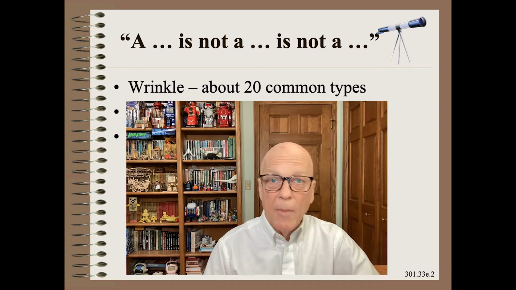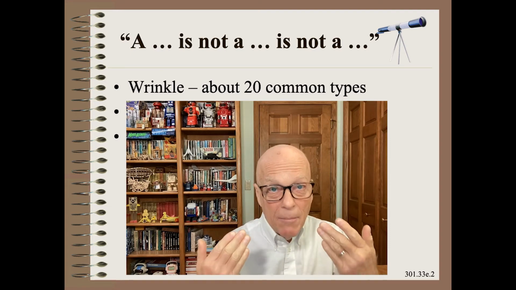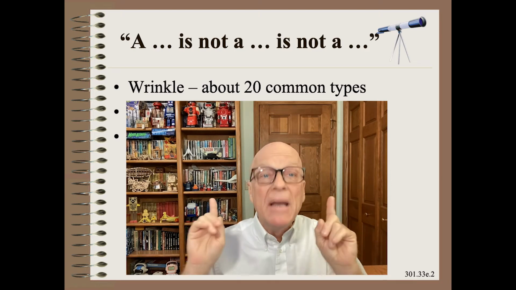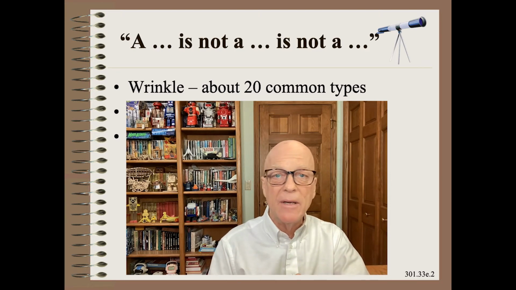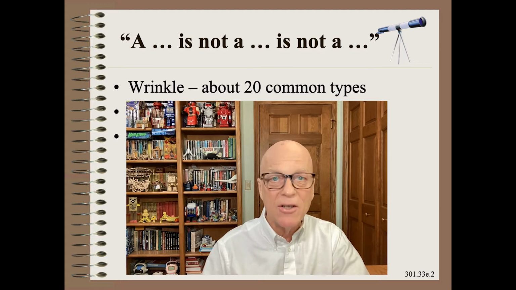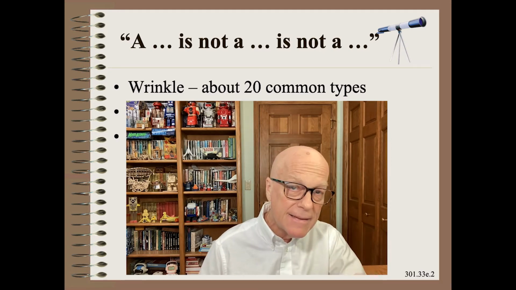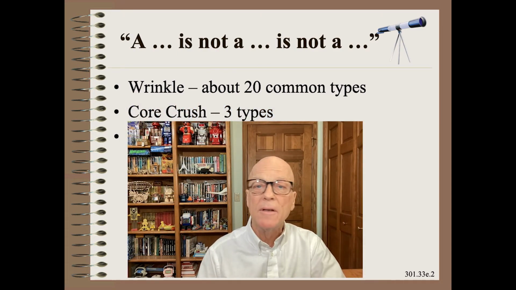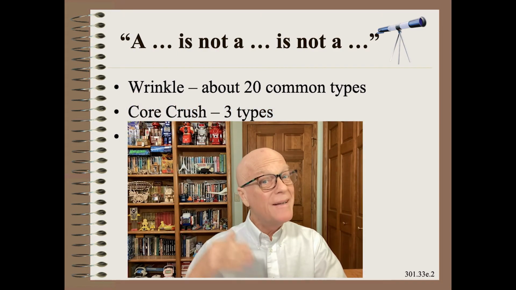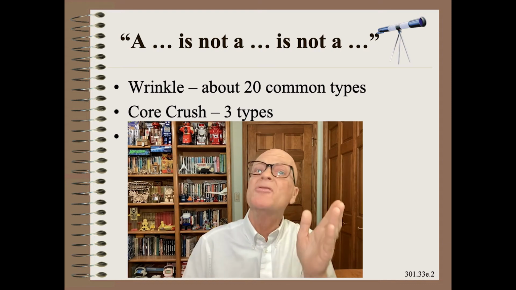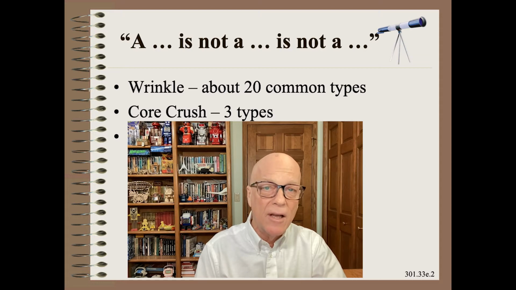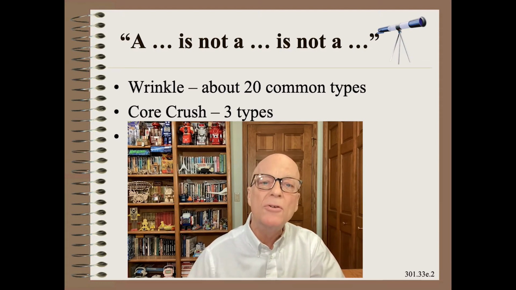Those of you who follow my work will have heard me say many times that a wrinkle is not a wrinkle is not a wrinkle, because there are about 20 common types. Each has their own name, diagnostics, and remedies. The same is true of core crush. There are 3 types. One is a tight defect, another is a loose defect, and another still is not even a winding defect at all. That type is a product process design issue.